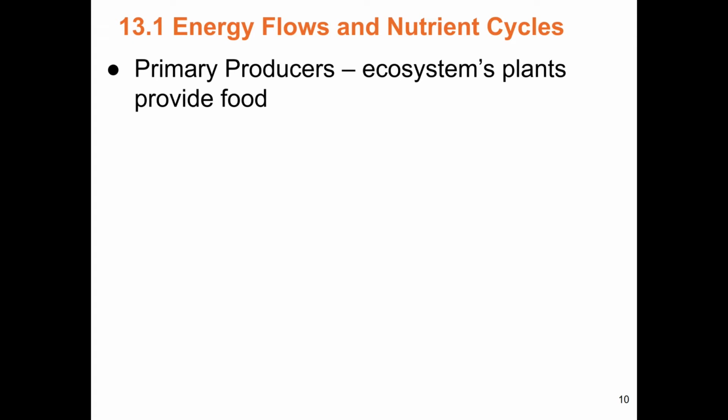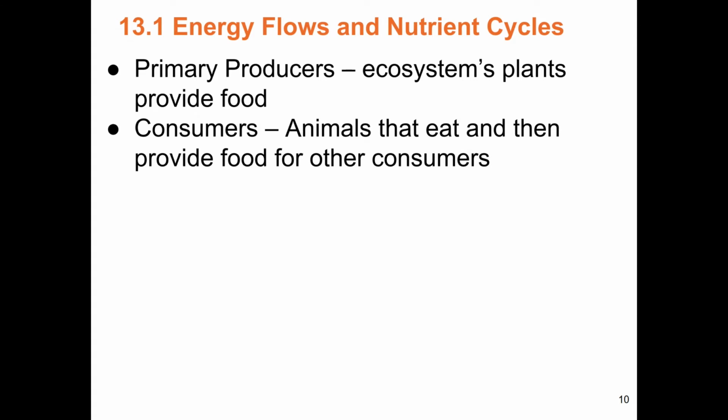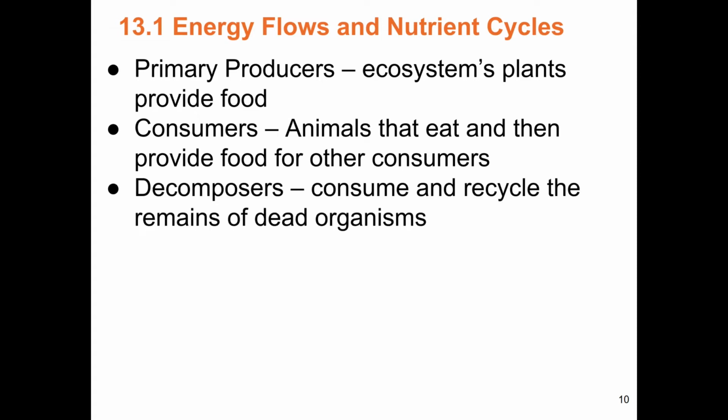So when we're talking about energy flows, when we're talking about trophic levels, we're talking about at the building block of the food chain, the first link in the food chain, the foundation of the food pyramid, are primary producers. Those are the ecosystem's plants. They provide food from sunlight. There are consumers. Those are animals that eat the primary producers and then provide food for other consumers. There's decomposers that break down dead material so that those nutrients can be recycled.